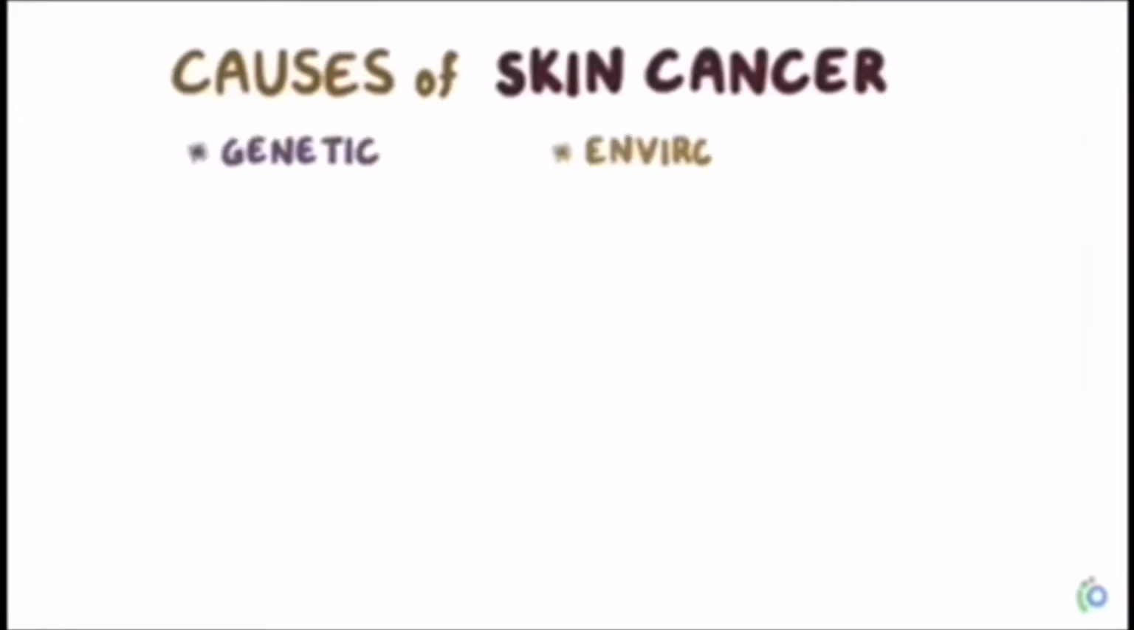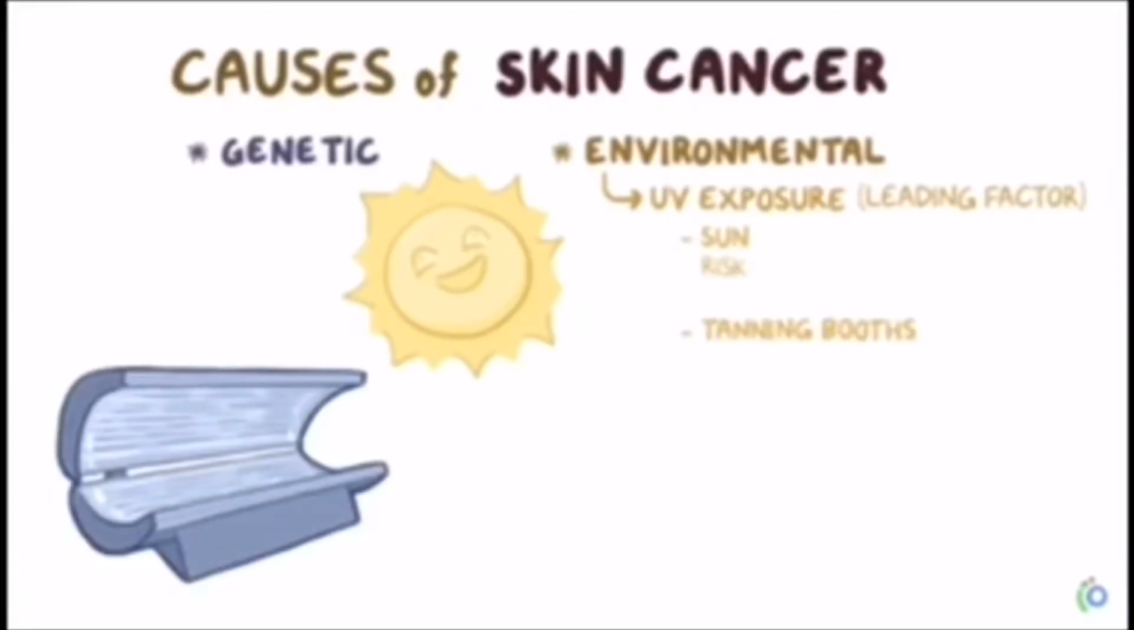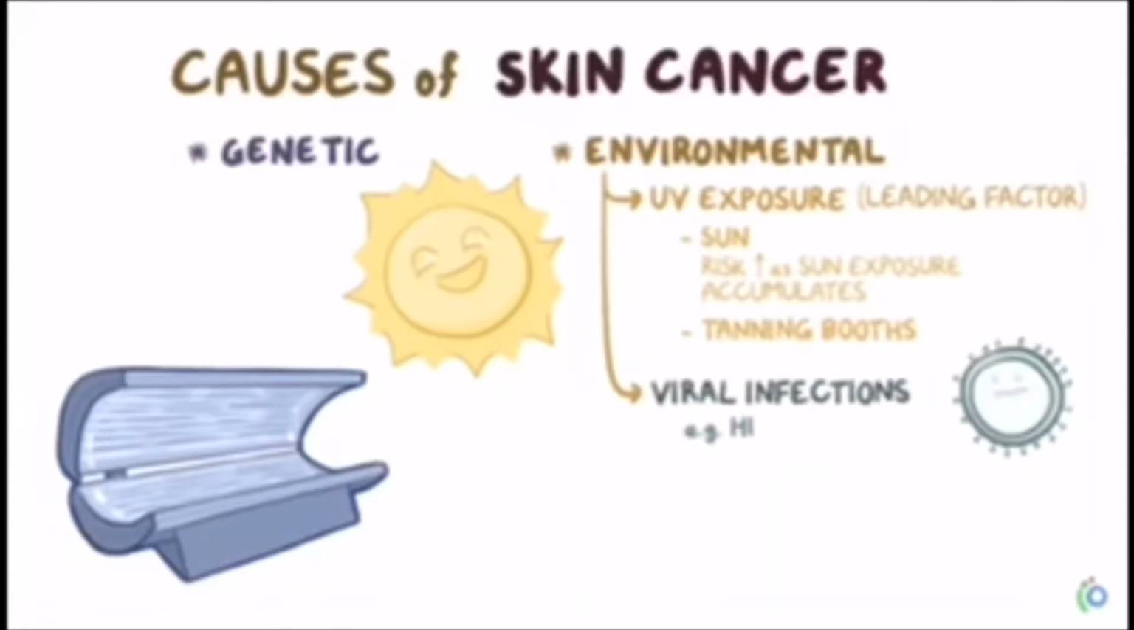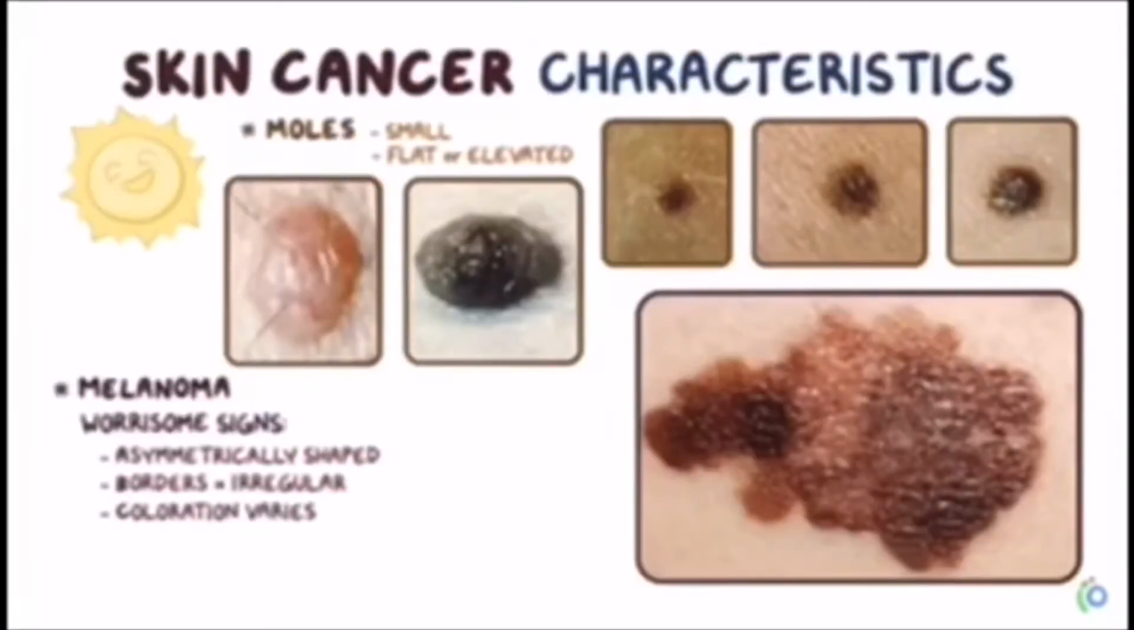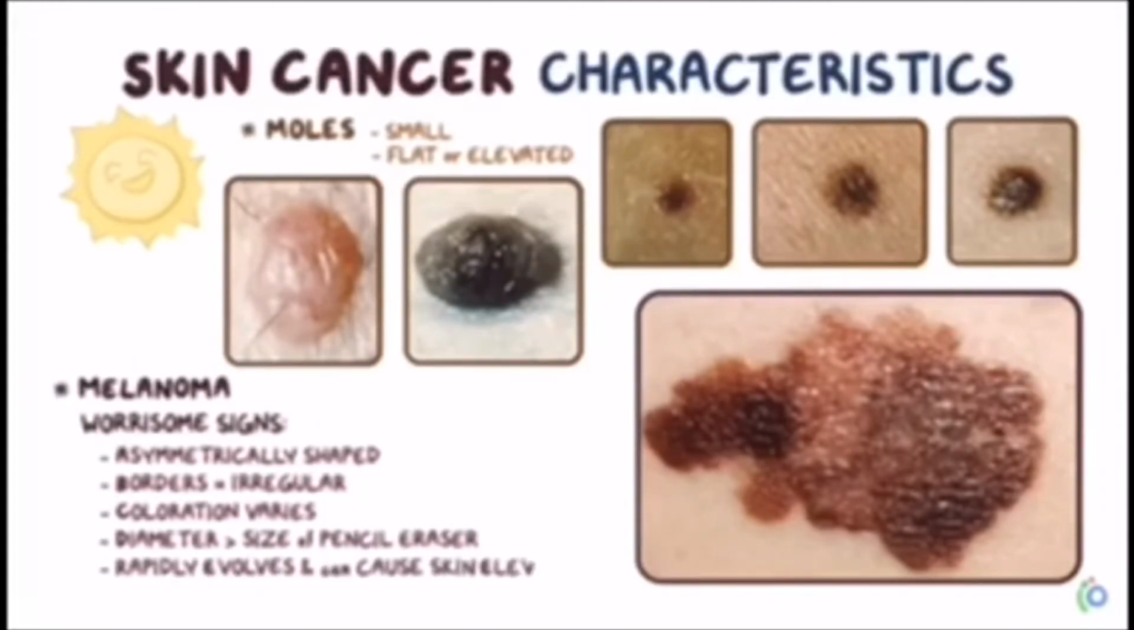The causes of skin cancer can be both genetic and environmental. The leading environmental cause is UV exposure from the sun or artificial sources. Viral infections, immunosuppression, and having light skin are all risk factors for skin cancer. Skin cancer can present itself in a mole. To remember the worrisome signs of melanoma, one can remember the mnemonic ABCDE: asymmetrical shape, irregular borders, varying coloration, diameter larger than a pencil eraser, and rapidly evolving.